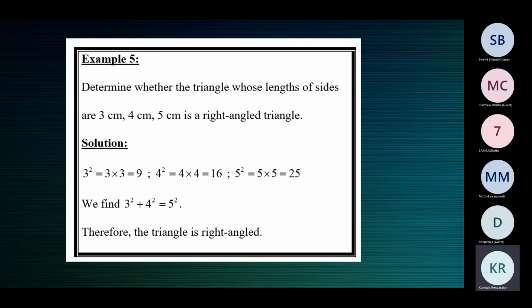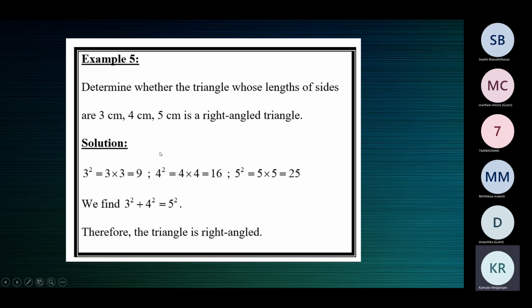Now, see, we have three lengths: 3 centimeters, 4 centimeters, and 5 centimeters. That's all. We only have the lengths of the three sides. Now, we must decide if this is a right triangle or not. That is, when you construct this triangle, will one angle be 90 degrees or not, is what we have to check. So we'll find the square of the three sides. The three sides are 3, 4, and 5. Let's find 3 square: 9. 4 square, 16. 5 square, 25.